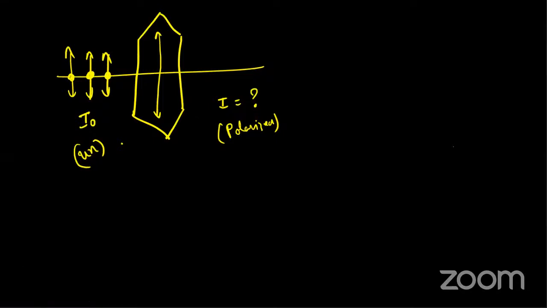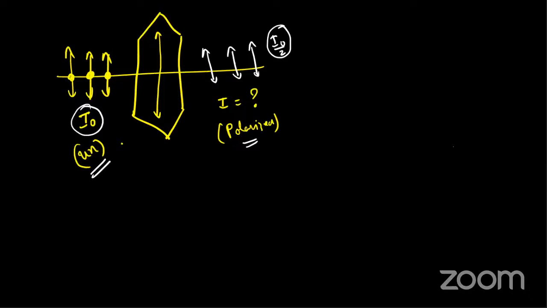So exactly what happens is, for the first time when an unpolarized light gets polarized, the intensity will be half of the initial intensity. So if this is I naught, the outgoing intensity, which is only in this particular axis, will be I naught by 2. It will have exactly half the intensity of the initial incoming light wave. So the polarized intensity is half of it.